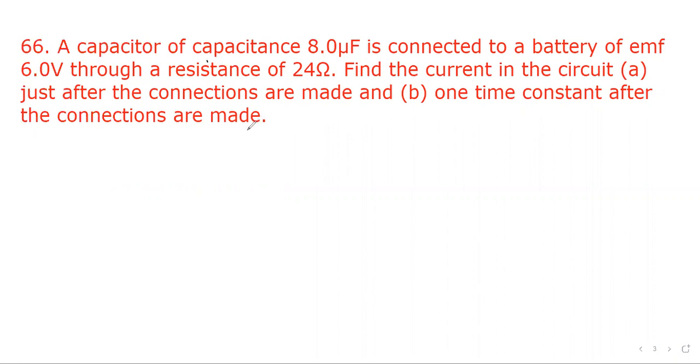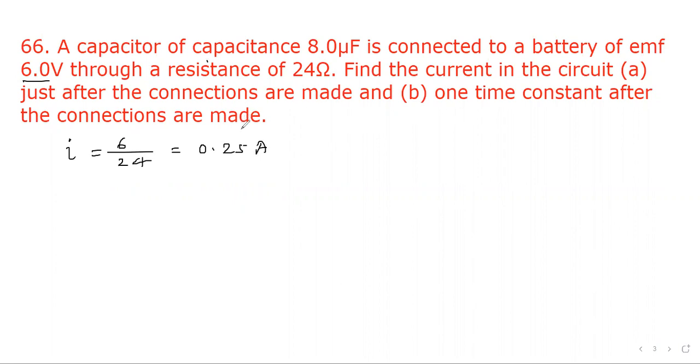So here, when the connection is made, at that time the capacitor will behave like a short circuit. So the current in that case will be just the potential difference, that is 6 volt, divided by 24, and that is equal to 0.25 ampere.